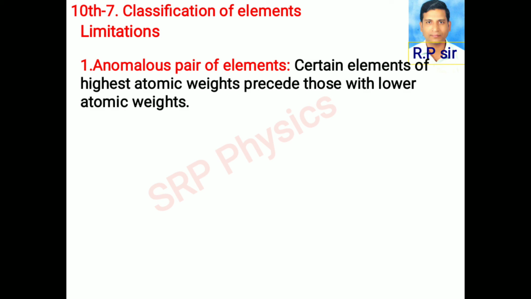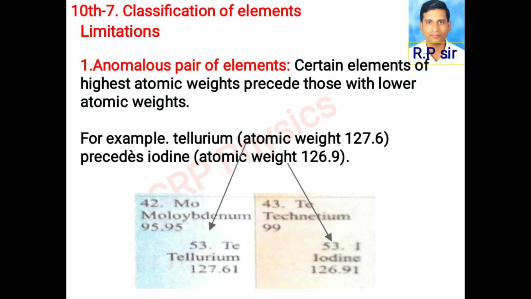Limitations. Anomalous pair of elements. Certain elements of higher atomic weights precede those with lower atomic weights. For example, tellurium, atomic weight 127.6 units, precedes iodine, atomic weight 126.9.